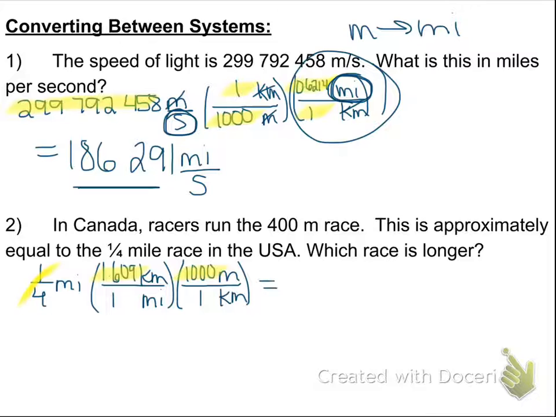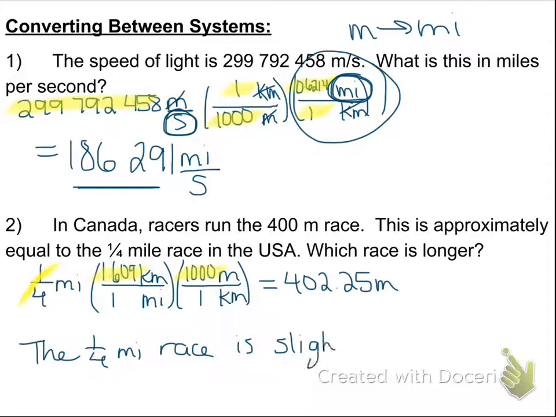And if you do that, you get exactly 402.25 meters. Remember to keep your units clear. M is meters, MI is miles. So if we're comparing these two races, the 1/4 mile race is very slightly longer. So, yay for Canada. We don't have to run as long.